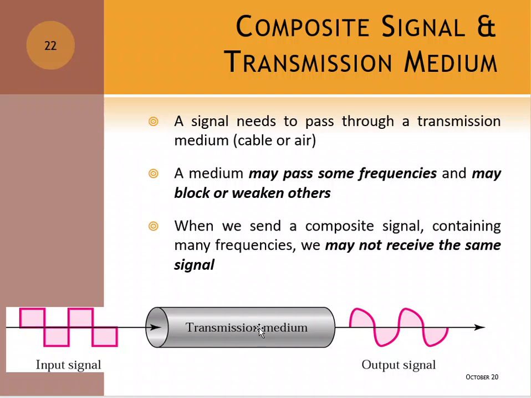Kabel biasanya dia akan hanya membenarkan frekuensi tertentu sahaja untuk lalu melalui, dan ada kalanya dia akan block dan akan melemahkan certain signal pada certain frekuensi. So that's why bila kita bagi input signal, terutamanya signal yang melibatkan composite signal, output yang akan diterima di sebelah receiver is no longer exactly what we have sent. Okay, next.